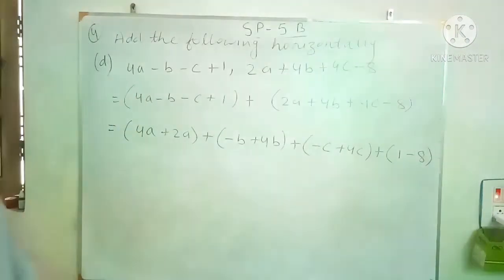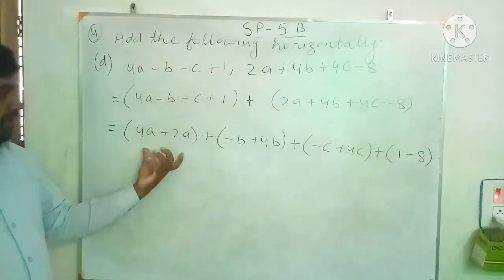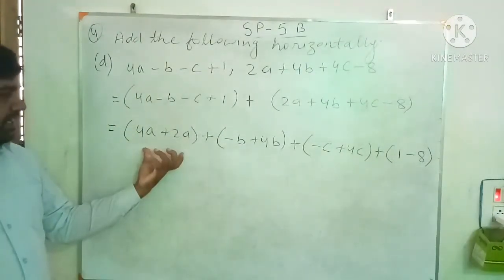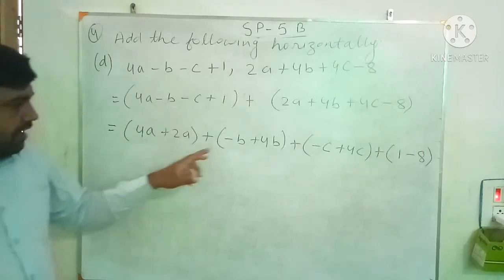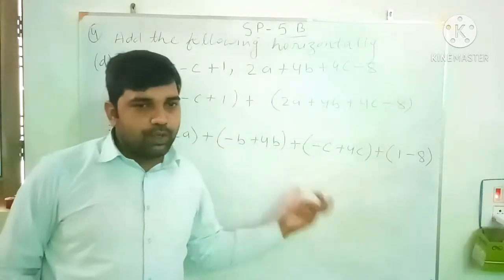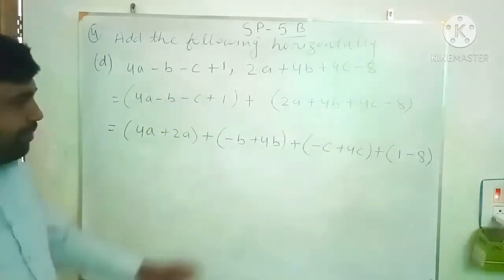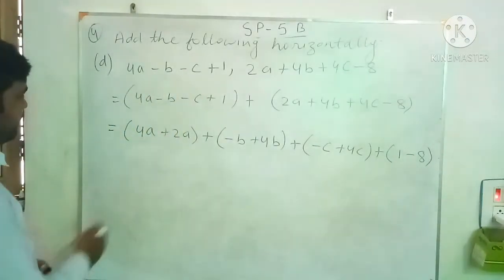See, now we have created the four groups, each group containing the like terms: 4a, 2a, minus b, 4b. So we have made groups of the like terms. Now after that we can do the addition.